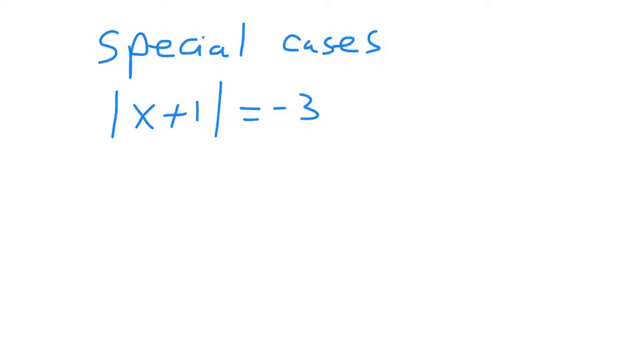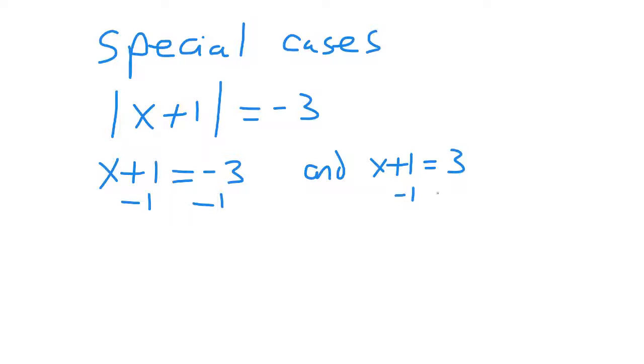Okay, we're going to wrap this up with a few special cases. Special case number 1 looks like problem number 1 we started out with. So one might just think absolute value of x plus 1 equals negative 3, x plus 1 equals negative 3, and x plus 1 equals positive 3. And if we subtract 1 from each, we get x equals negative 4, and we get x equals 2.